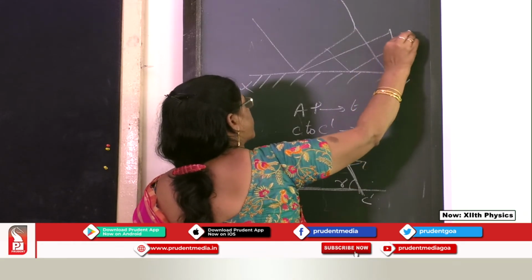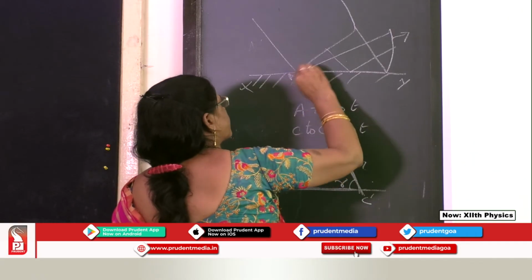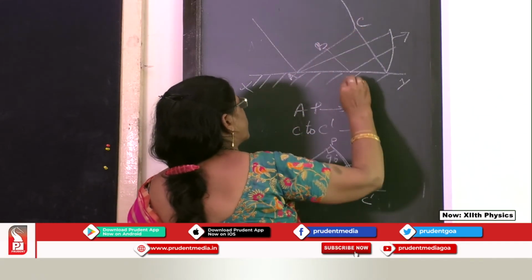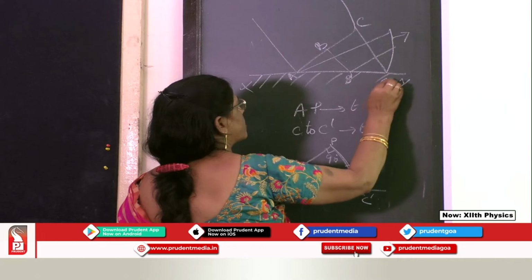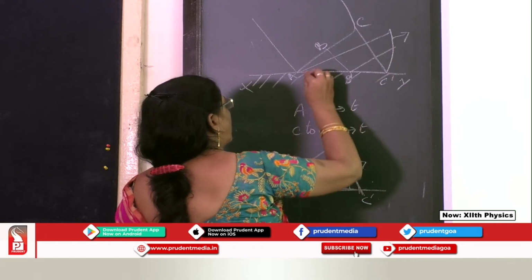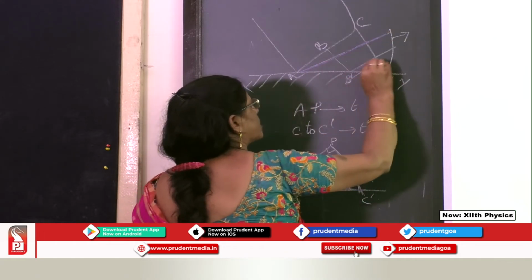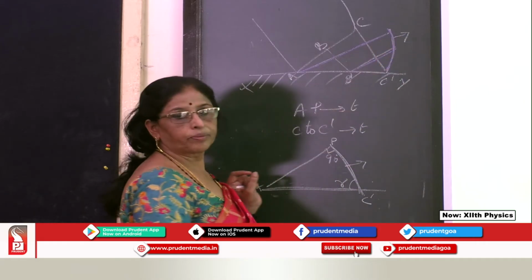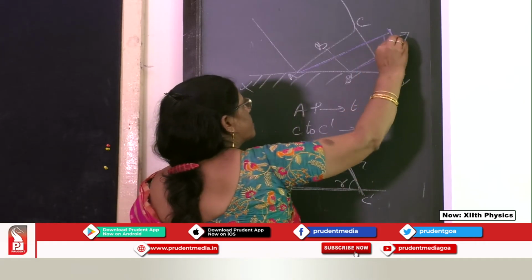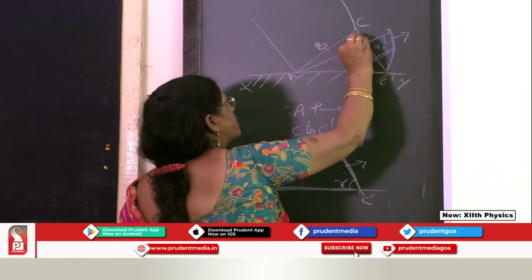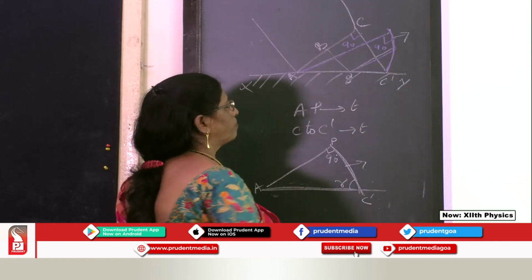This is the reflected wavefront. This is A, B, C. This I will take as B dash, C dash. I will show all the reflected ones in the blue color. This angle is 90 degrees. This angle is 90 degrees.